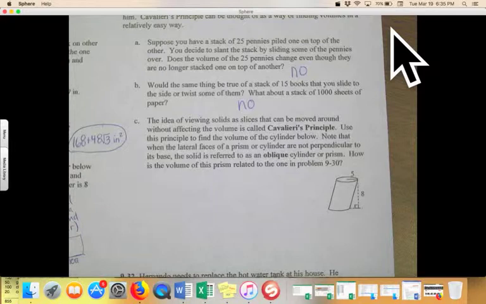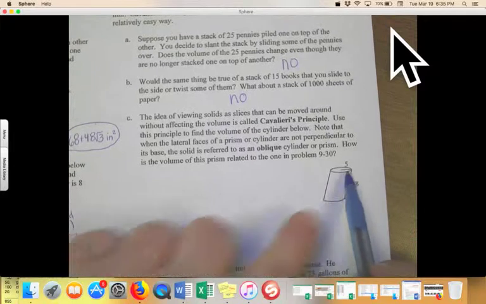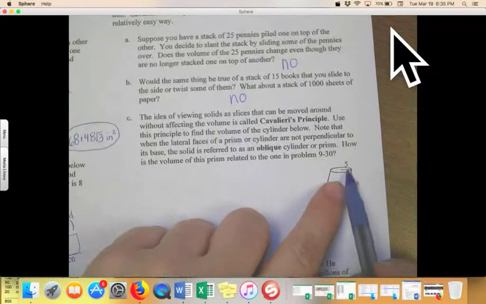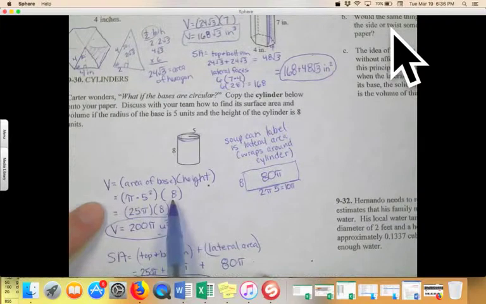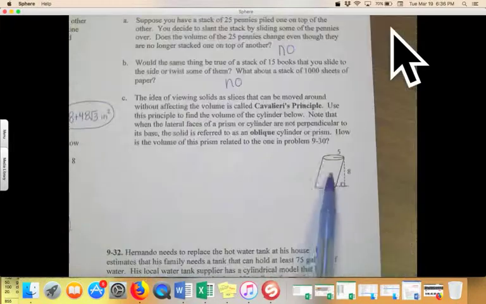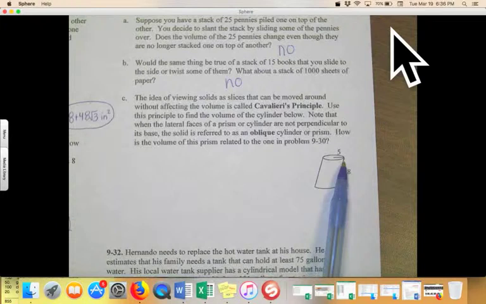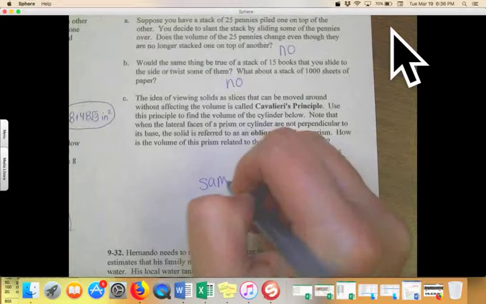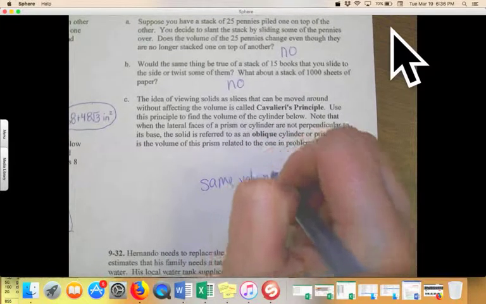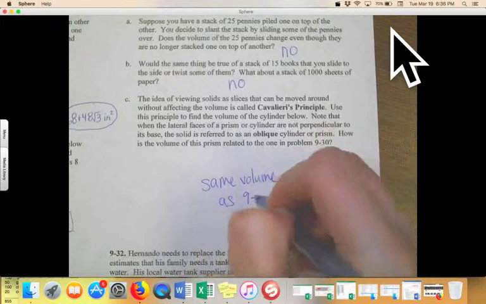So how is the volume of this prism related to the one in problem 9-30? Well, notice here that you still have a base with a radius of 5 and you still have a height of 8. So if we are finding the volume of this, then we're going to be looking at the exact same thing as this one. Based on Cavalieri's principle, just because you slanted, the volume has not changed at all. There's still the exact same amount there. So this is going to be the same volume as in problem 9-30.